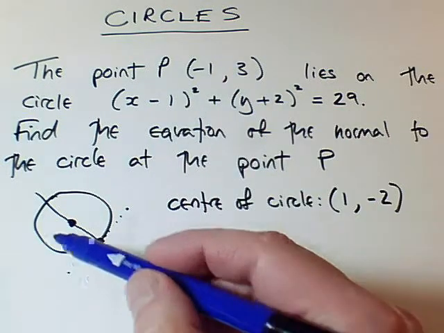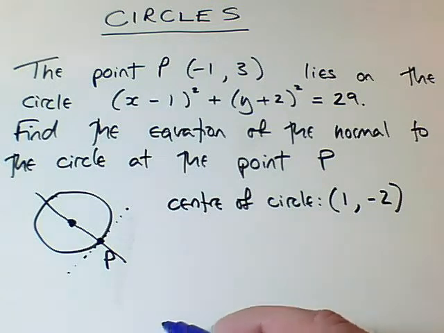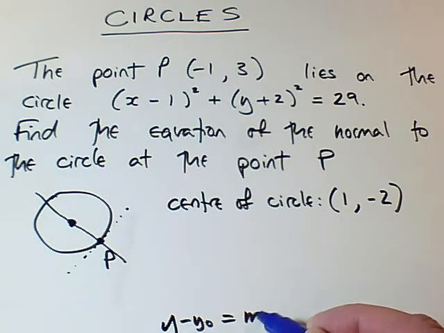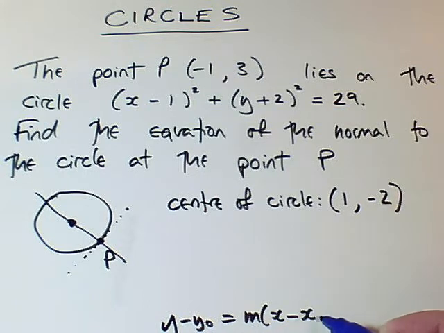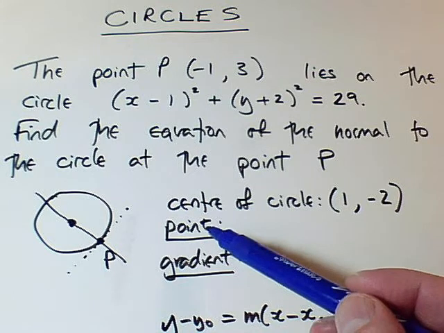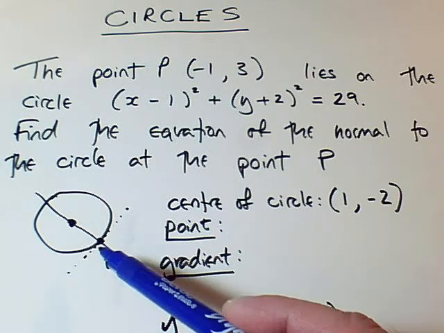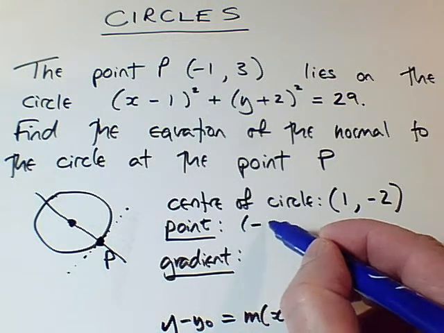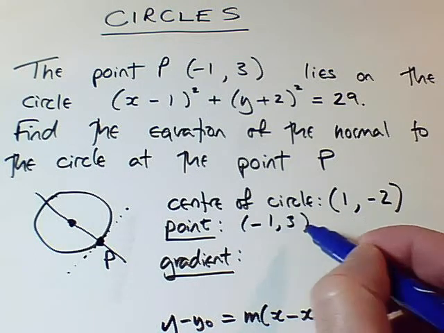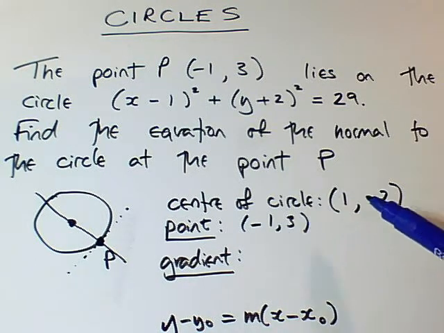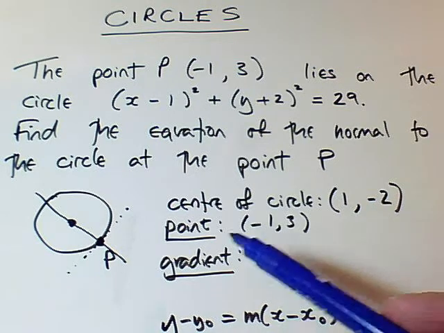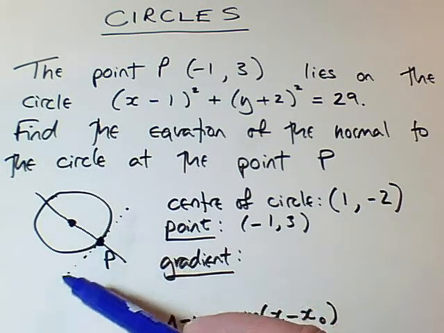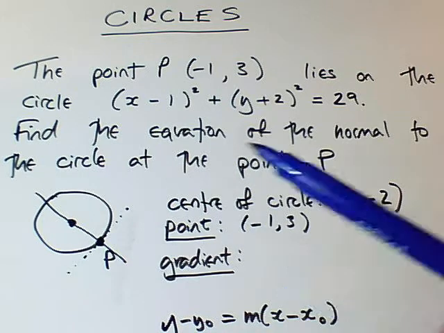So I'm going to work out the equation of a straight line. I'm going to be using y minus y naught equals m(x minus x naught). And in order to set that up, I need a point and a gradient. The point that I'm going to be using is the point P, (-1, 3). I could use the centre of the circle, but it's best to use the point because when I'm doing the tangent, it has to be the point P.